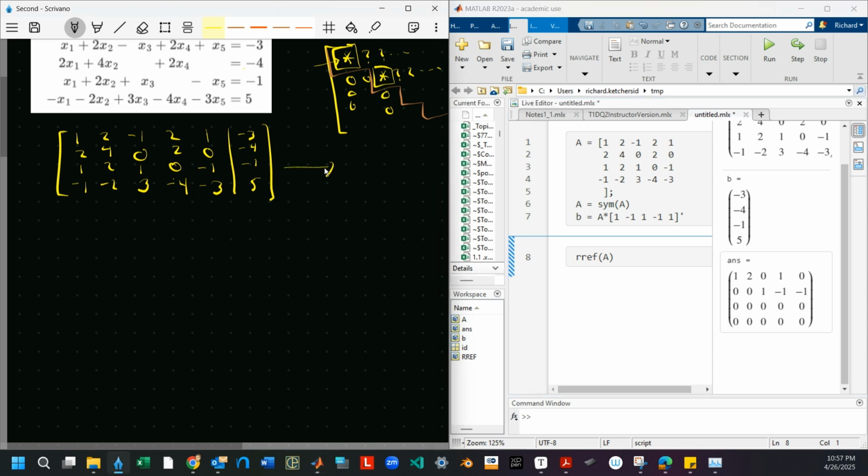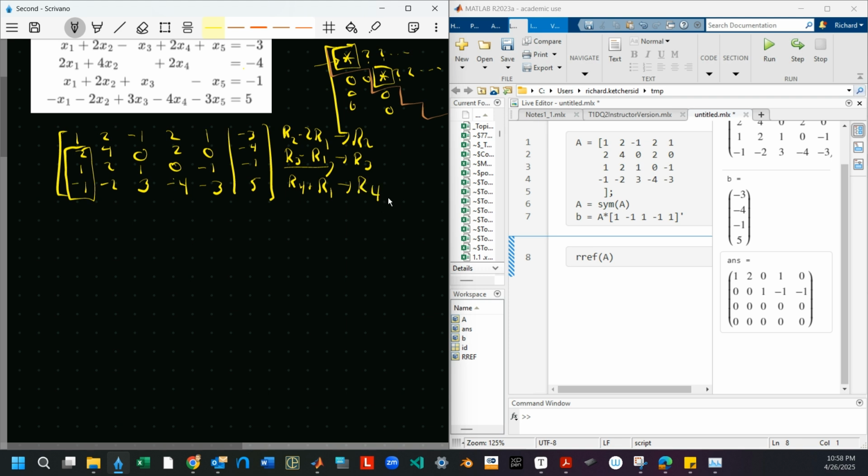So here, what I want to do is kill off all of those. So I'm going to use R2 minus 2R1 and replace R2. And I'm going to take R3 minus R1 and replace R3. And then I'm going to take R4 plus R1 and replace R4.